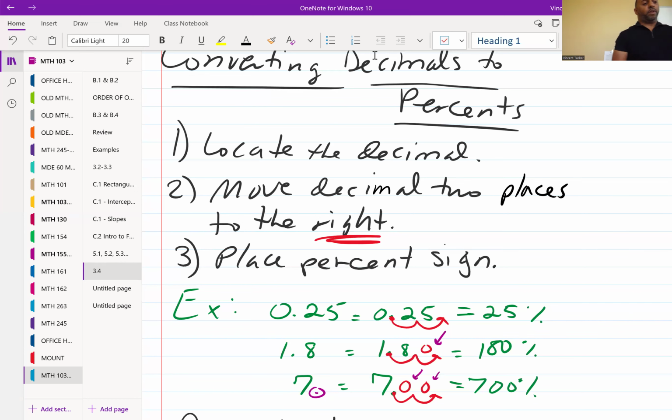And then for the number 7, whenever you have a number and it has no decimal involved, they assume you know that the decimal is to the right of the rightmost digit. So you take that decimal, move it two places to the right. This time we're going to use two zeros as placeholders. So 7 would actually convert to 700%.